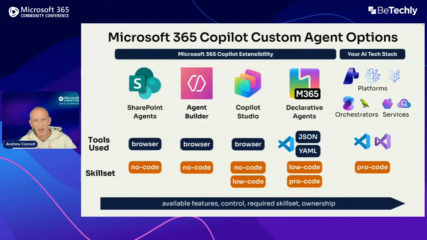The options Microsoft presents range from the simplest, like SharePoint agents, all the way to the more powerful options of Copilot Studio and creating declarative agents using VS Code and the Agents Toolkit. With SharePoint agents, less skill is needed, but you also have fewer features. You can only access content inside SharePoint and document libraries. Agent Builder is how we can create agents through the Copilot experience. It gives us a little more than SharePoint agents, but we can't do everything that's available in the platform.